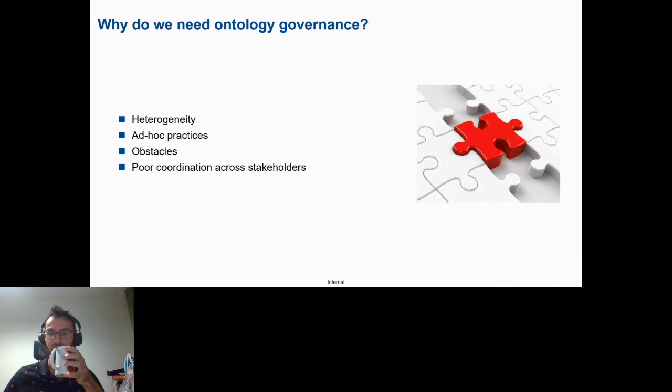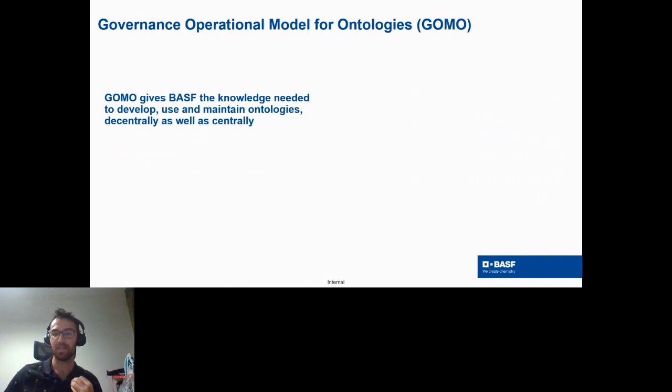We wanted a way to avoid these issues. That's why we came up with the idea of establishing a framework that could empower BASF users and developers in the area of building, consuming, and maintaining ontologies. We would want to do it decentralized as well as centralized. This framework would provide a common space where alignments can be produced, and its name is GOMO, or the Governance Operational Model for Ontologies.